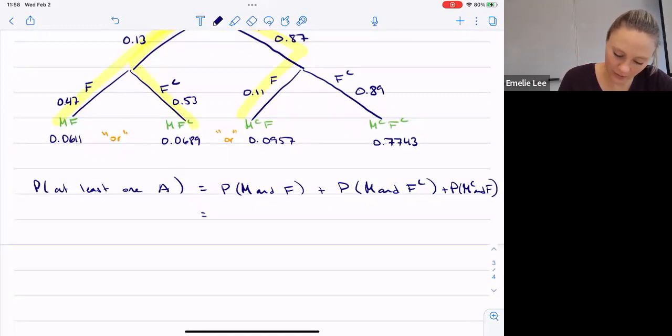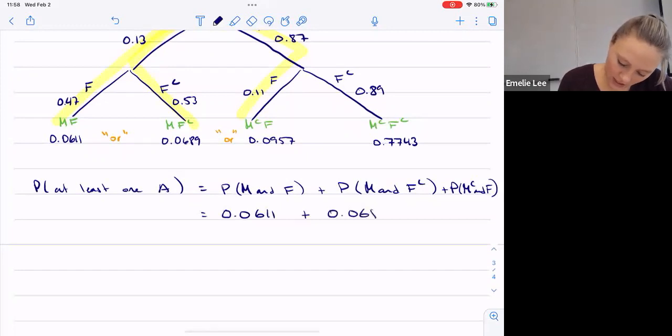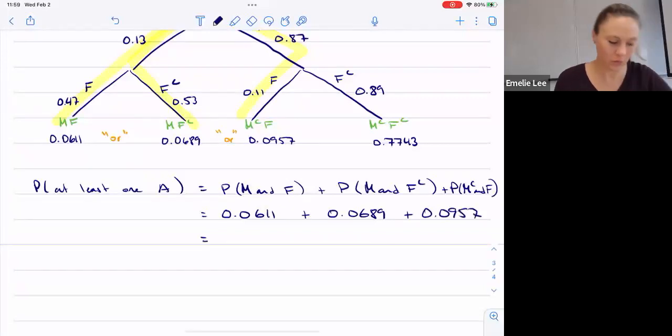And so from here, I get 0.0611 plus 0.0689 plus 0.0957, which is going to be, let me see here, 0.0611 plus 0.0689 plus 0.0957.